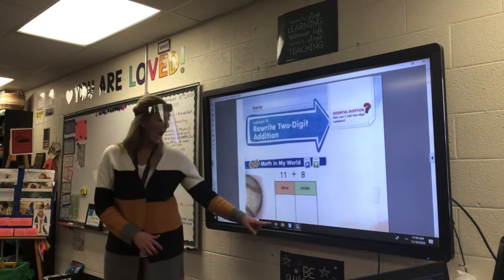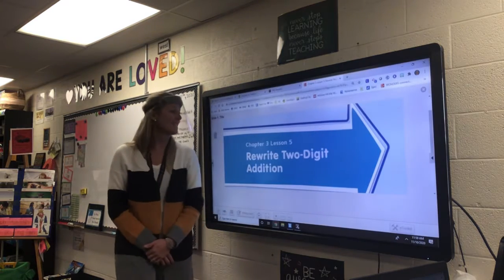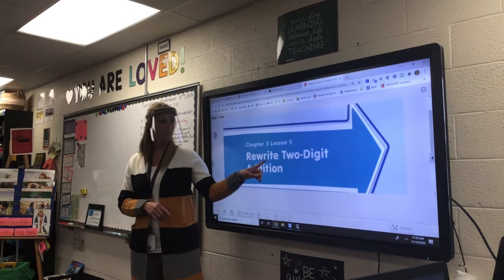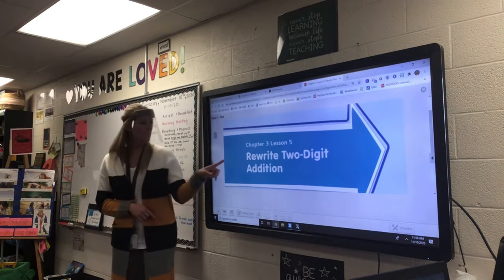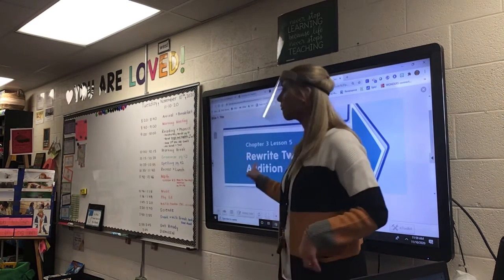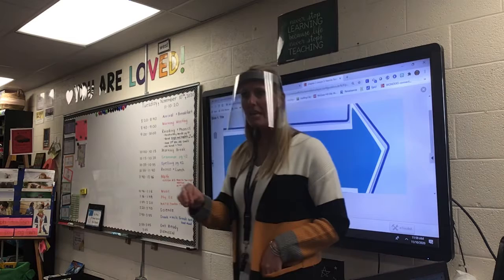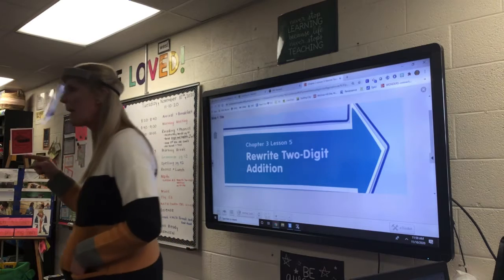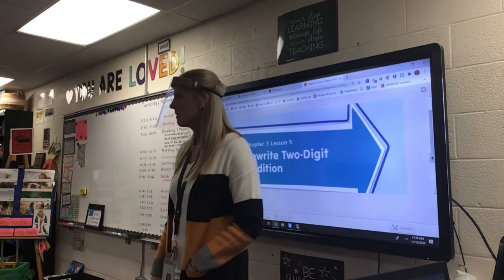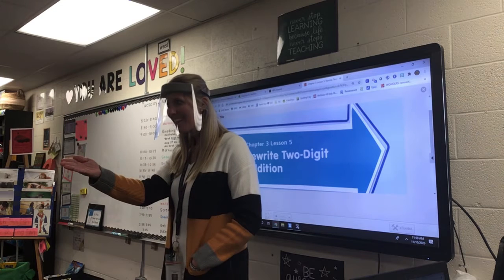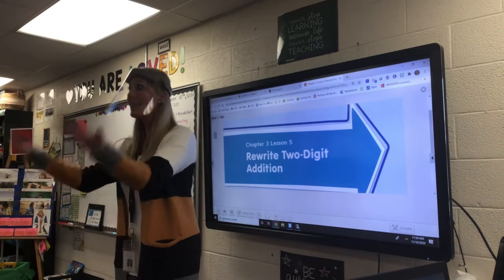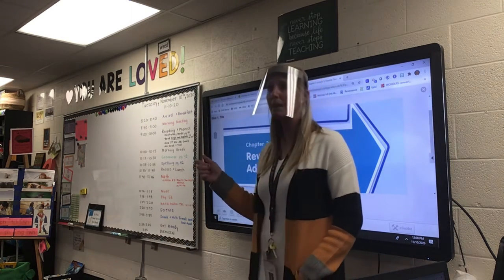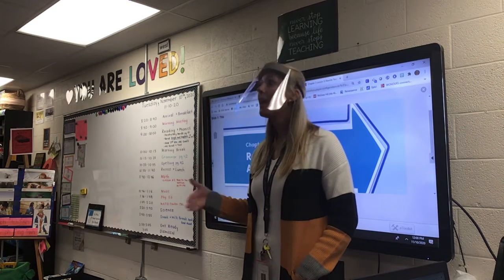Second graders. Our math lesson is chapter 3, lesson number 5, and we are going to learn today how to rewrite two-digit addition. Mrs. Murphy sees this word, rewrite. It has a prefix, re. Who remembers what re means? Re, like you redo something. You have to do it again. Good job. So if we have to rewrite a two-digit addition problem, what do we have to do? We have to write it again.